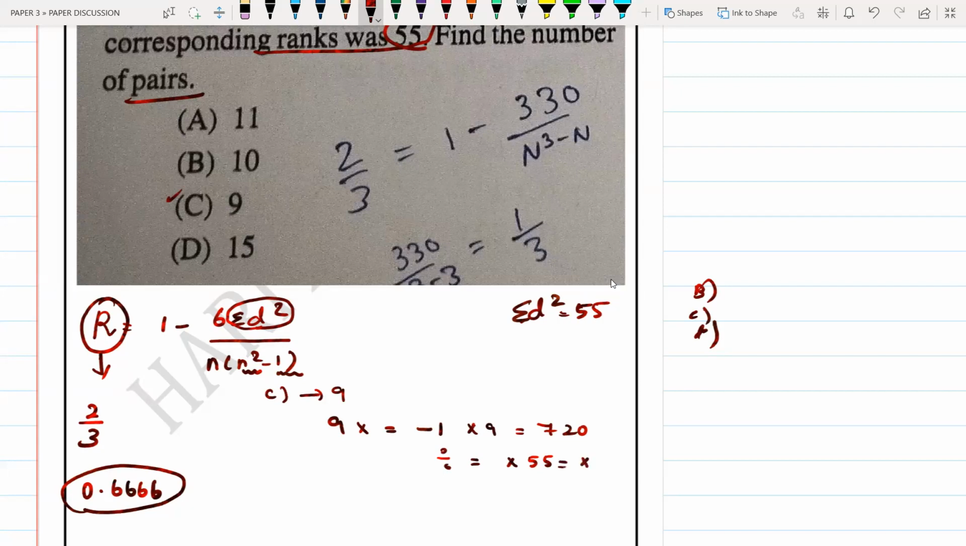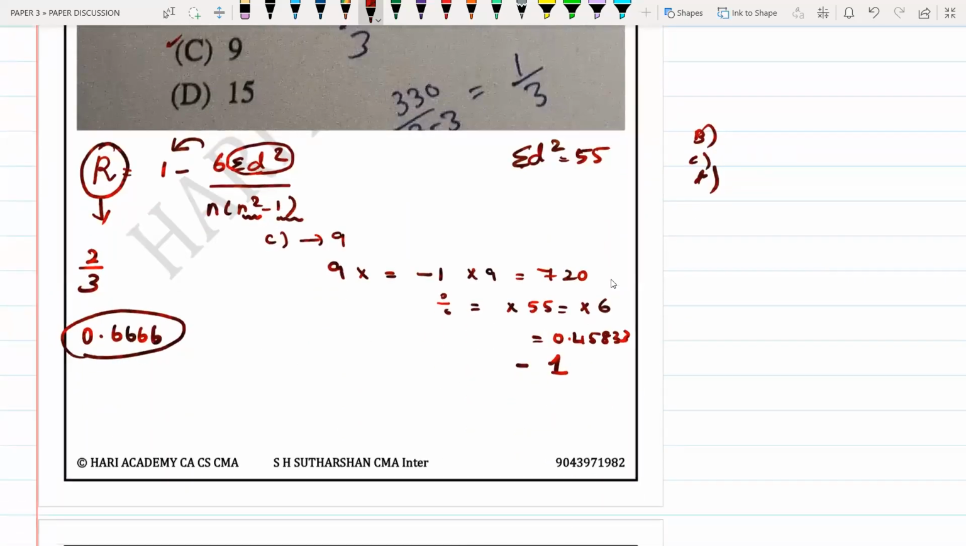Now next multiply by 6. Multiply by 6 equal to. You will get 0.45833. From this, I'm going to subtract, simply do minus 1. Do what I say. Minus 1 equal to. What value will you get? You will get 0.54166, because here your answer is 0.4583.